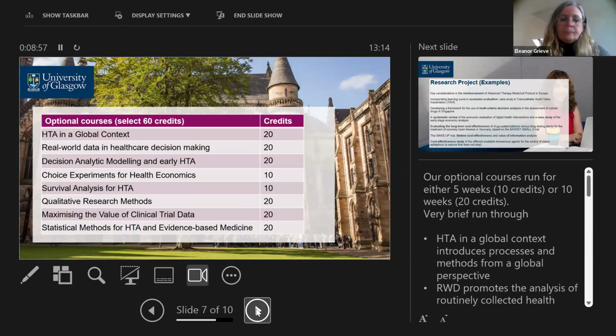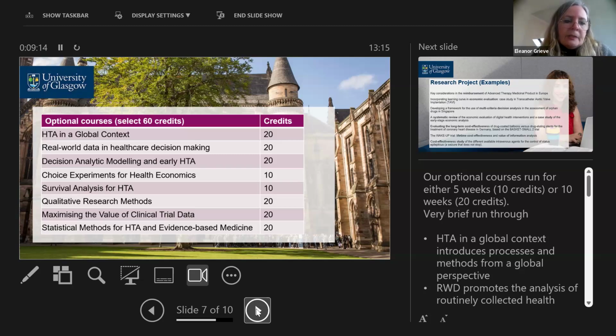So if you took a 5-week course, you would have to take another 5-week course to make it up to the full allowance of credits that you need. So these are our various optional modules.